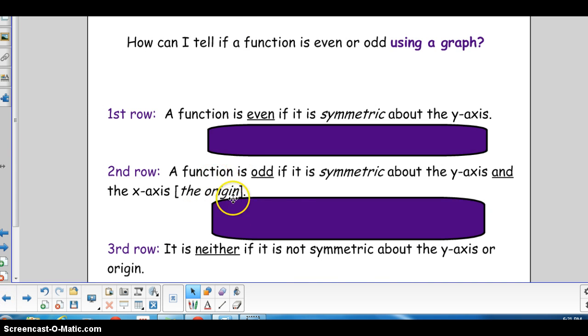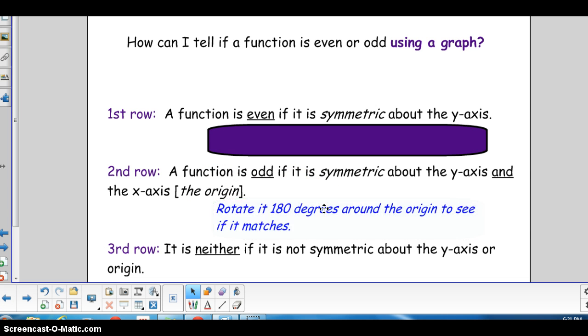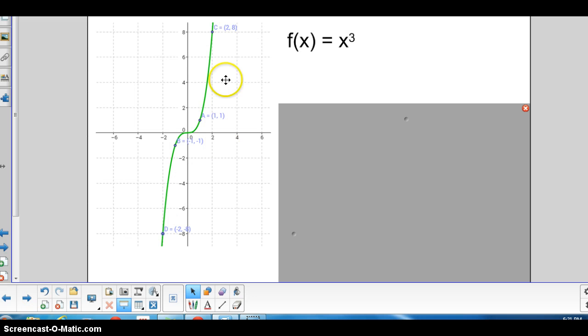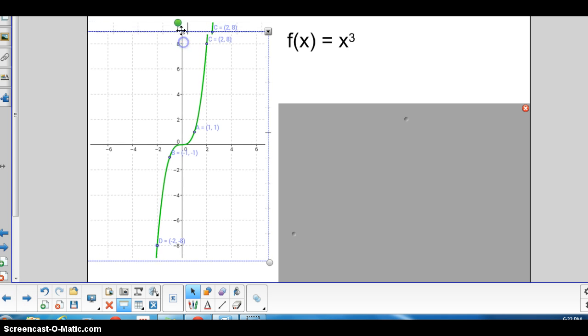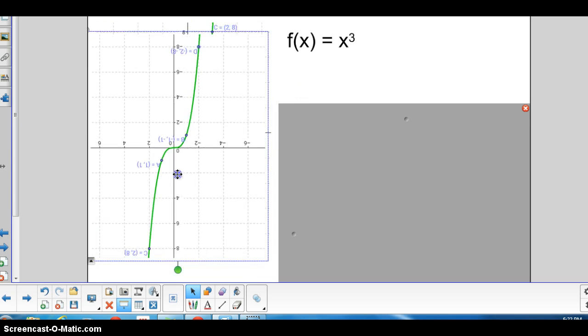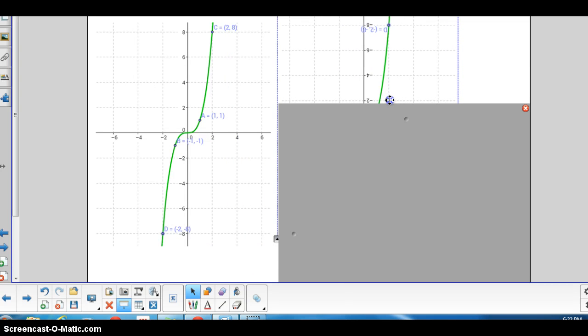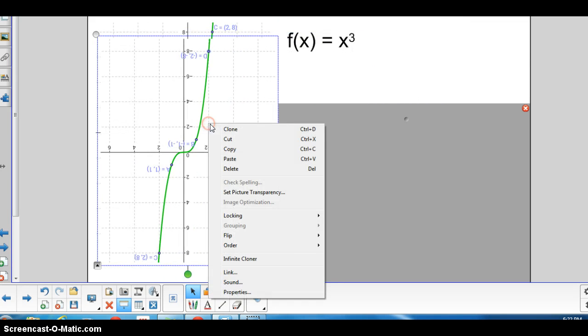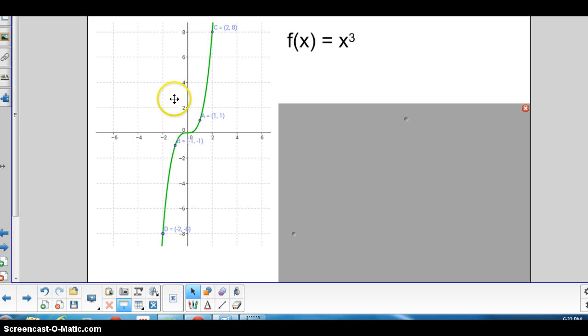All right, let's take a look at if it's odd. A function is odd if it is symmetric about the y-axis and the x-axis. Another way to think about this is if you rotate it 180 degrees around the origin, see if it matches up. So let's take a look at this graph right here. If I do a quick little trace and I try to rotate this, let me slide it a little bit, 180 degrees around the origin, if you notice, you get something that looks virtually the same. So that's what it means to be an odd function, if you rotate this.